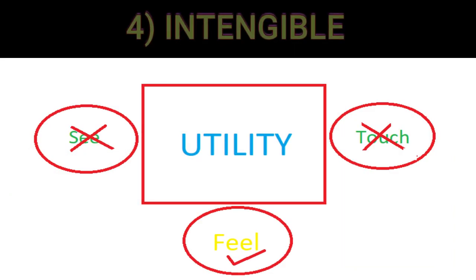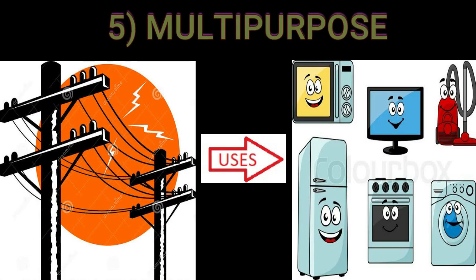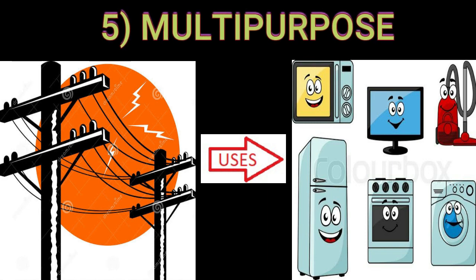Number four feature of utility is that it is intangible. It means that it can't be seen, it can't be touched. You can only feel it. Number five feature is utility is multi-purpose. Students, sometimes you can get various utilities from one product. As you see in the picture, we can use electricity to get utility from TV, AC, refrigerator, etc.